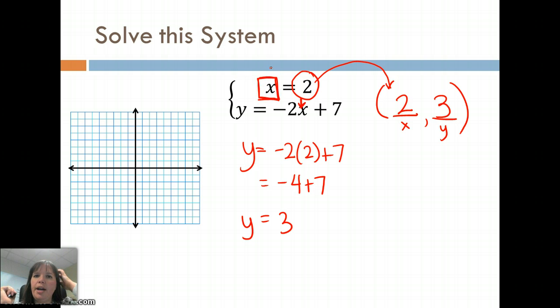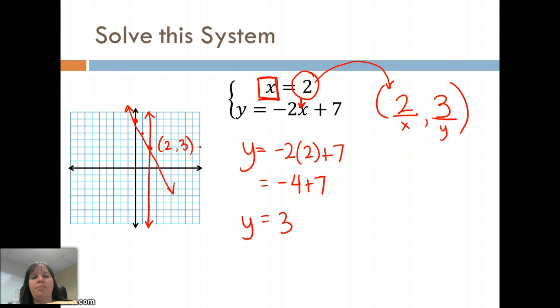So only for x. And if you wanted to check this, x equals 2 is a vertical line. And then negative 2x plus 7, down 2 over 1, down 2 over 1. Notice what point do we intersect at? It would be 2, comma 3. Just like we got from solving. This is the basic principle behind substitution, is taking this value and plugging it in.